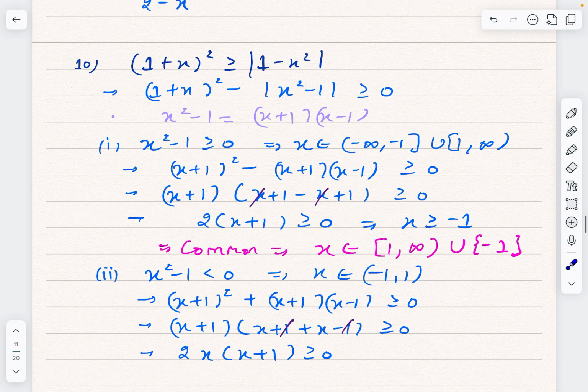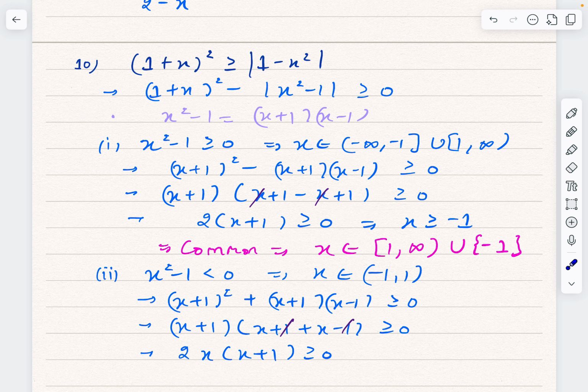Okay, next we have 1 plus x whole square greater than equal to mod 1 minus x square. So 1 plus x square minus, we can take this thing this side, you get minus of, now 1 minus x square mod, you can write as x square minus 1 mod also, same thing, greater than equal to 0. X square minus 1 will be x plus 1 x minus 1. Now when will this be positive? When x is minus infinity to minus 1, and 1 to infinity. In this scenario, the mod opens with positive sign, so it will just be the same thing. So x plus 1 square minus x plus 1 into x minus 1 greater than or equal to 0.